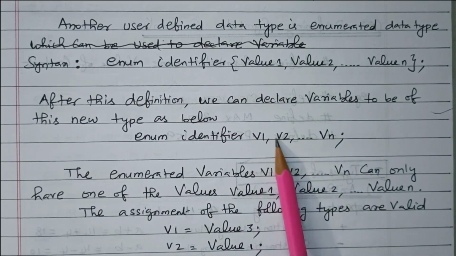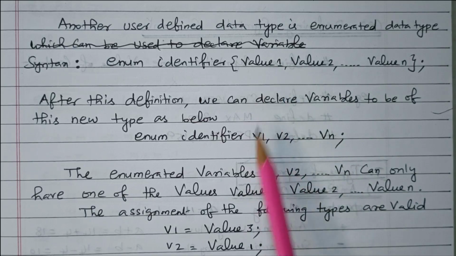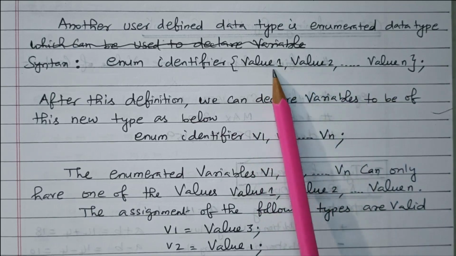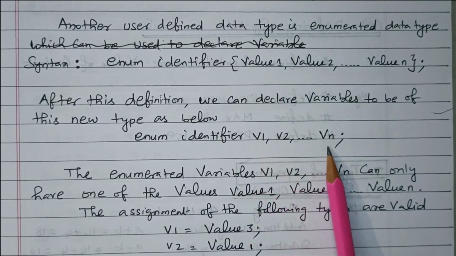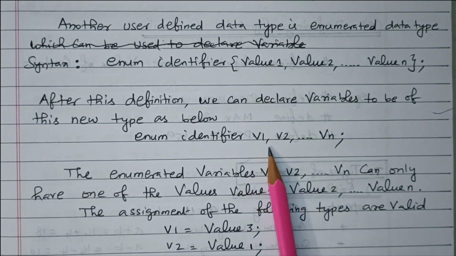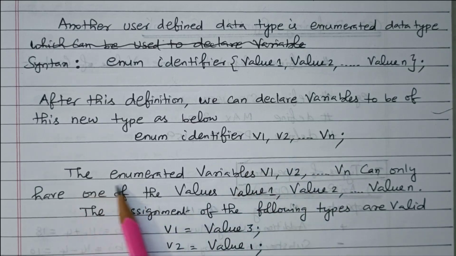So this variable can store any of these values. Not out of these values, any one of these values can be stored by this variable. That is the specialty of this enumerated data type. This is given here: the enumerated variables v1, v2, v3 can only have one of the values, value 1, value 2, up to value n.